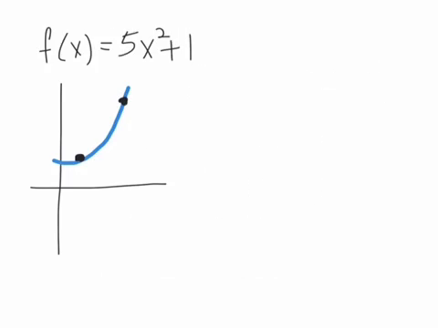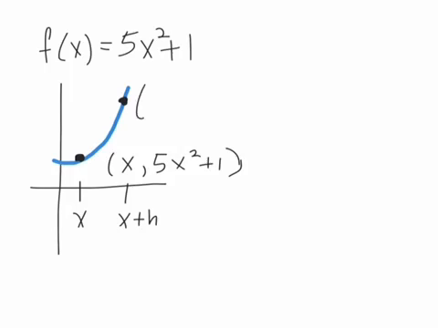To do this, we'll start with 2 points close together on the graph. The first point is going to be at x, so that point is going to be x, and then for its y value we can just write the function 5x squared plus 1. The second point is going to be just a little to the right, but still pretty close together. We will call this point at x plus h. So its point is going to be x plus h, and then to write the y value, we have to plug that x plus h in for the variable.